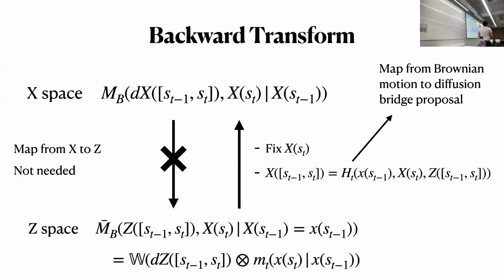Okay, so one thing I'm going to mention now about the hypo-elliptic stuff is, why is it the case that we can work with a hypo-elliptic diffusion and use this transform? The key idea really is that we don't need a map from the X space to the Z space in the context of this particular transform.